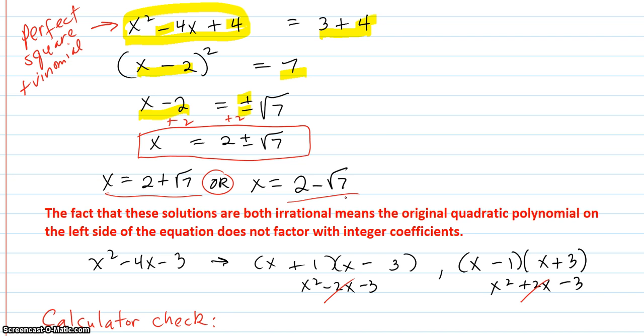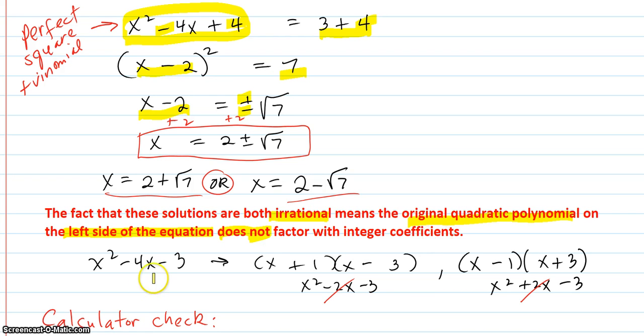Now it's interesting to note that the fact that these solutions came out irrational, in other words, not fractions or integers, but square roots, irrational numbers, means that the original quadratic polynomial on the left side of the equation does not factor with integer coefficients.